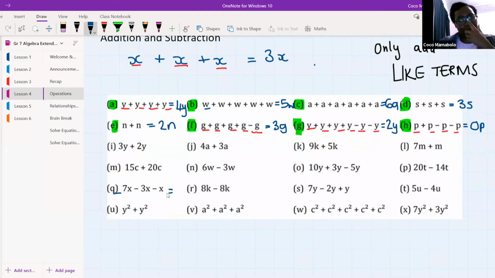So I have 7x minus 3x minus x. How much is that going to give me? 7x minus 3x. How much is that? I think it will be 4x. Good. So 7x minus 3x will give us 4x, but I still need to minus another x, minus x again. So how much is that going to give me?